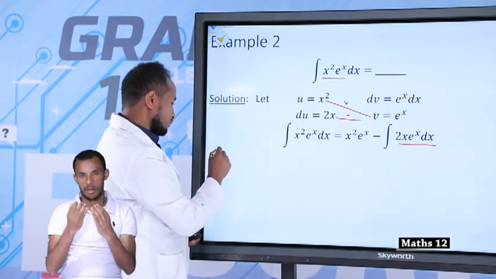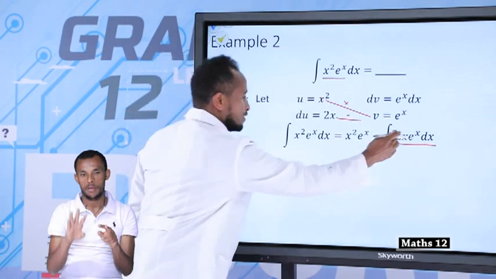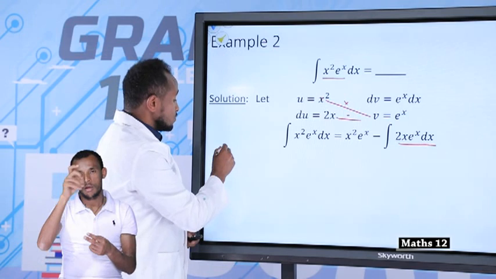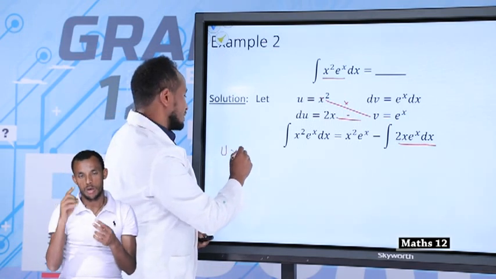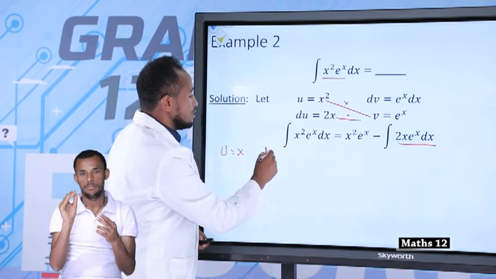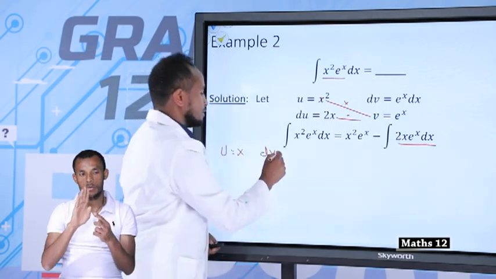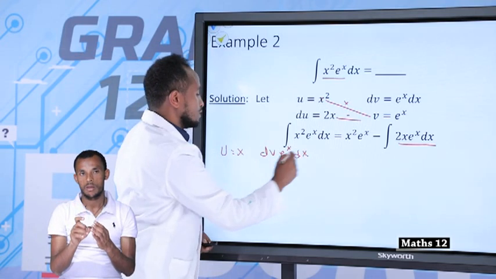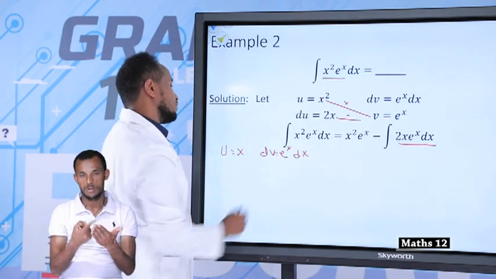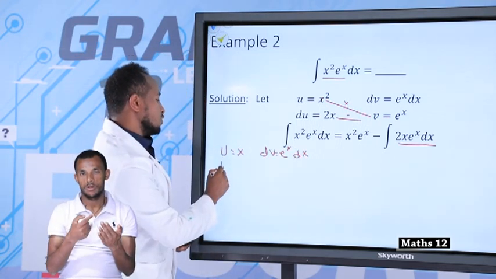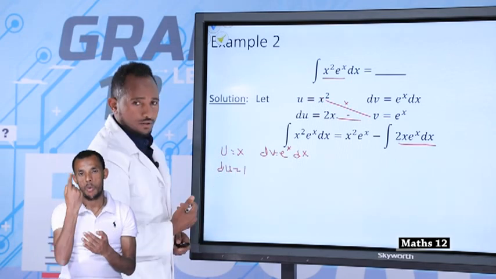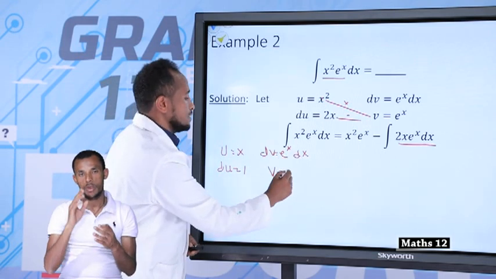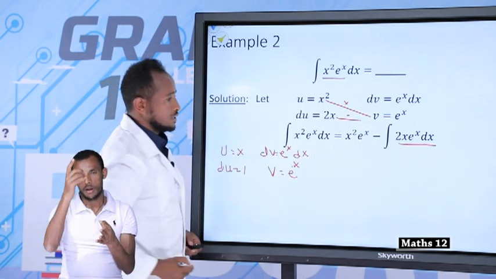So assume, by factoring 2 outside, simply integrate x times e raised to x. So assume u to be x and dv to be the other part, e raised to x dx. So from this, du will be 1, the derivative of x. From this, v will be the antiderivative of the expression, it is e raised to x.